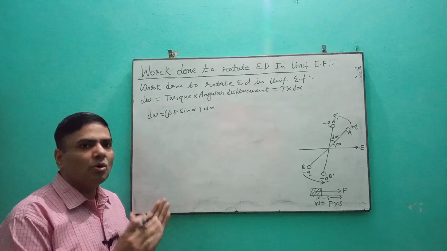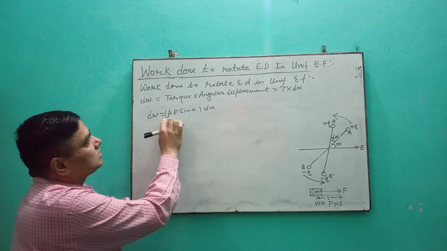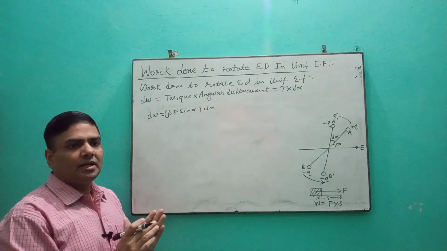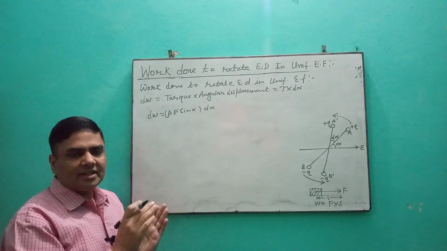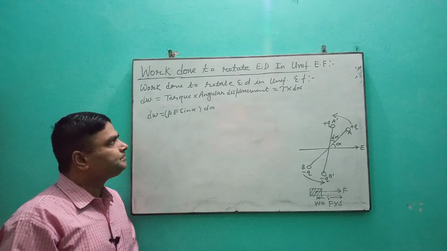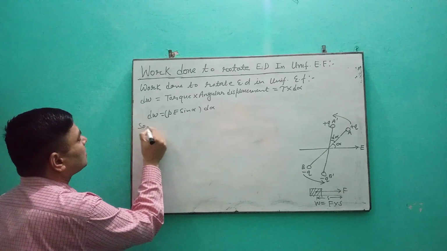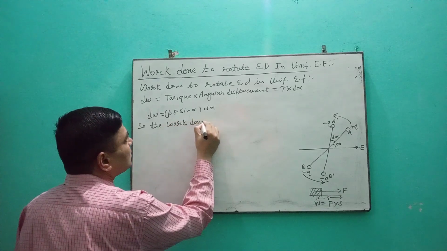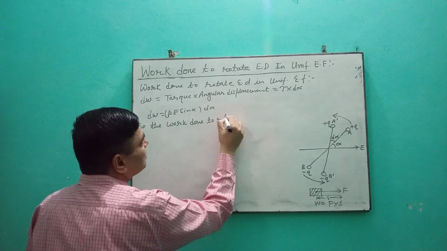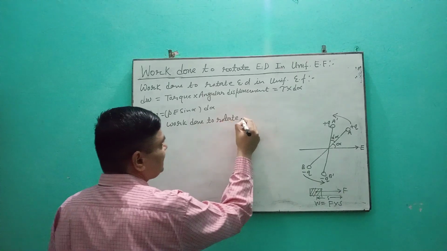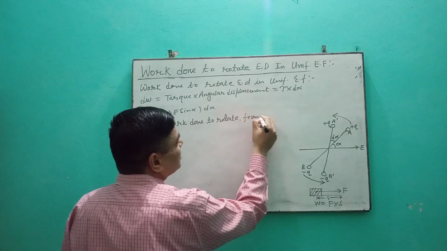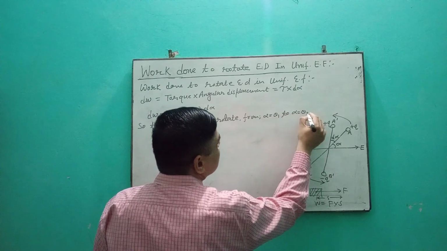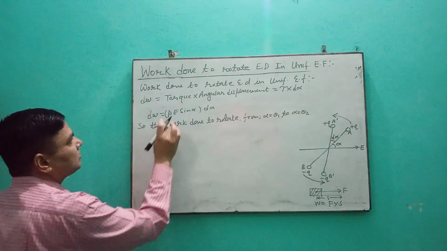Now we have to calculate the whole work. To calculate the whole work, we have to integrate this function P E sin alpha. If we integrate any variable which is calculated for an infinitely small variation, then we get the whole variable. So the work done to rotate from the initial position alpha is equal to theta 1 to the final position alpha is equal to theta 2 will be, we have to integrate this function.